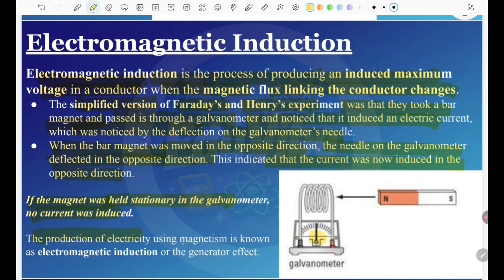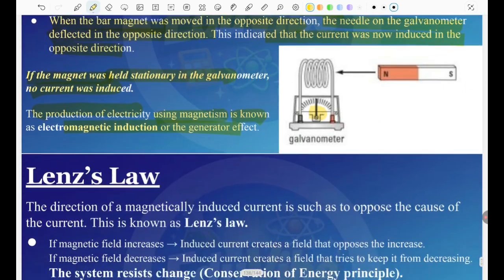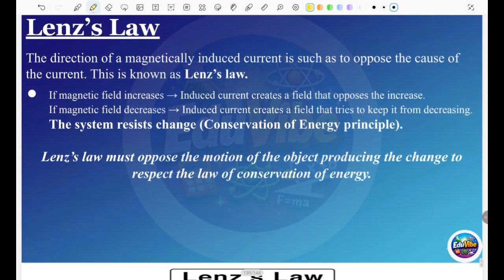The production of electricity using magnetism is known as electromagnetic induction or the generator effect. That production is called that. So from here we will move on to Lenz's law.